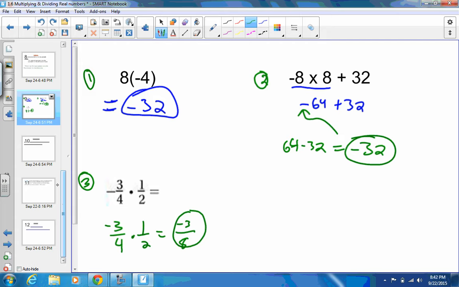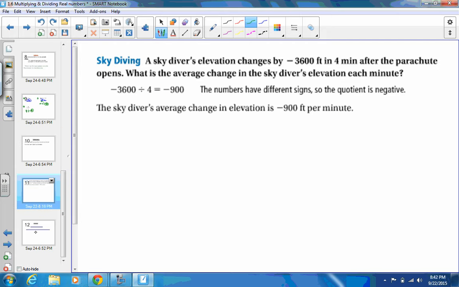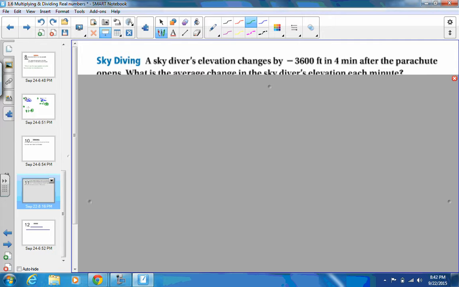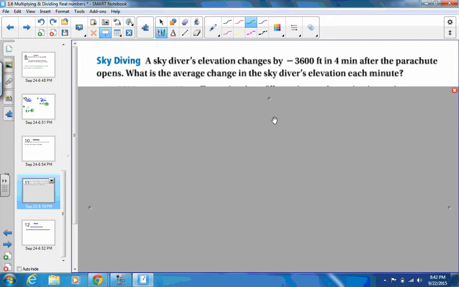All right, so that is, let's see, I do have one example. Let's do one real life example here. Uh-oh, I'm giving it away. But it says skydiving. A skydiver's elevation changes by negative 3,600 feet in 4 minutes. So the 4 minutes after a skydiver jumps out of a plane, they'll be going 3,600 feet downward. That's after the parachute opens.